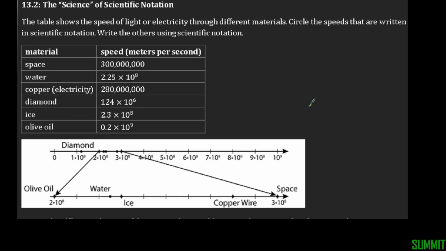Then after that, it says the table shows the speed of light or electricity through different materials. Circle the speeds that are written in scientific notation and then write the others using scientific notation. For space, we have to change it to scientific notation. So what I can do is count those zeros: 1, 2, 3, 4, 5, 6, 7, 8. Or it's almost like I'm moving that decimal place 8 times to the left because I have a large number. So just make sure you can set it up either way. It's going to be 3 times 10 to the power of 8.